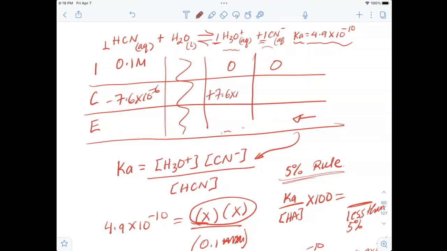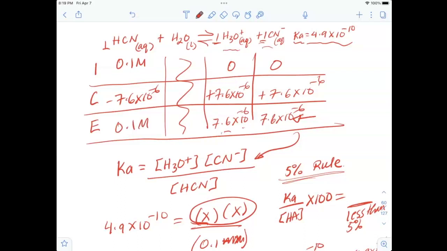Plus 7.6 times 10 power negative 6. So this becomes 7.6 times 10 power negative 6. When you subtract this and you round it up, you get 0.1.